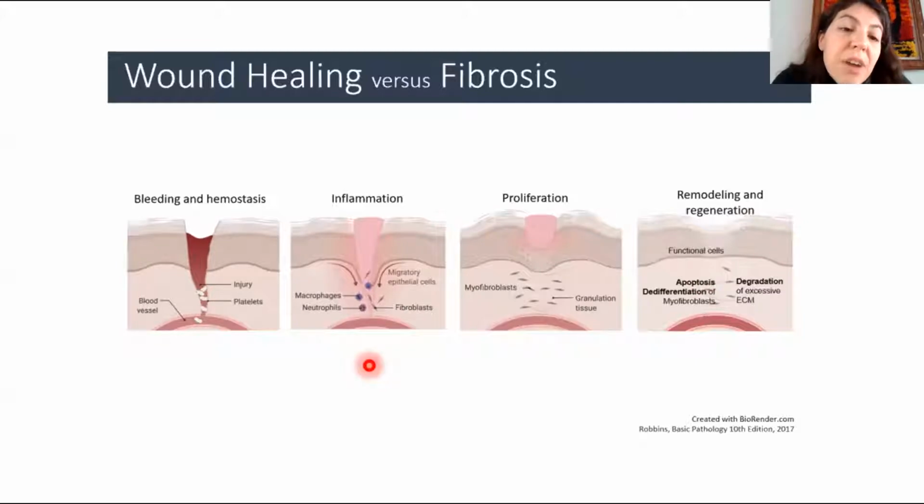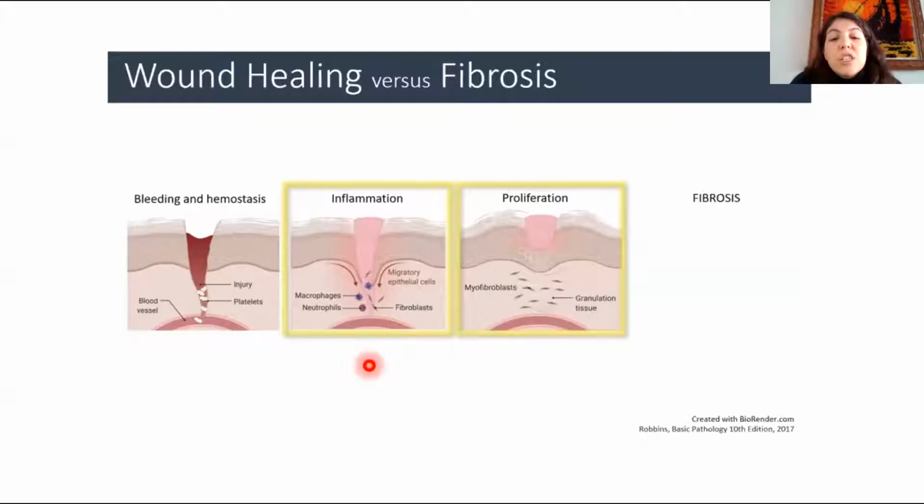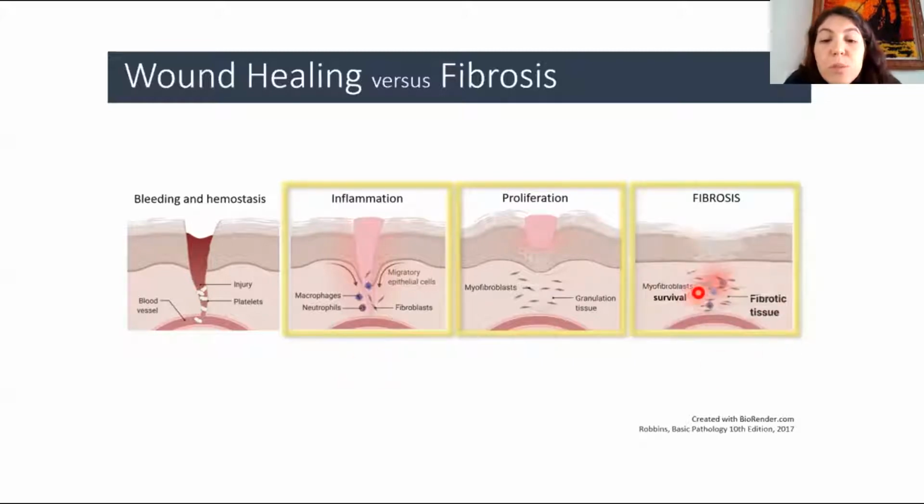Now, what happens in fibrosis? Inflammation and proliferation persists, generating the myofibroblast survival and producing excessive extracellular matrix components. So fibrosis is a pathological scarring process that is characterized by the excessive production of extracellular matrix components, mainly collagen.